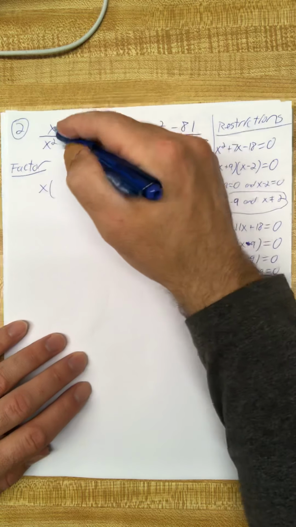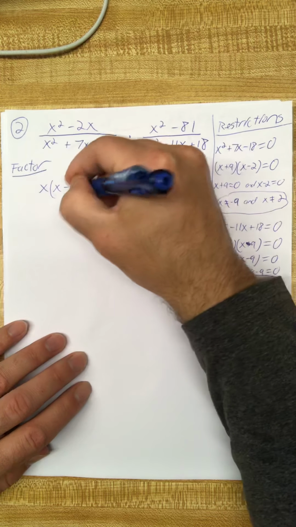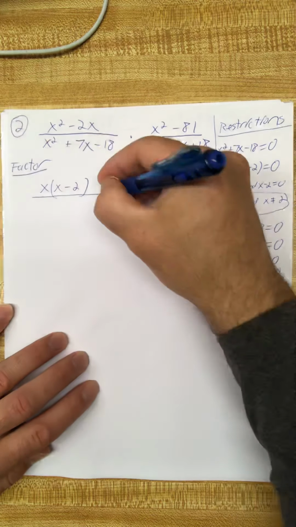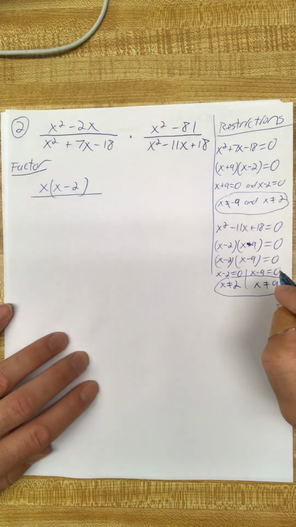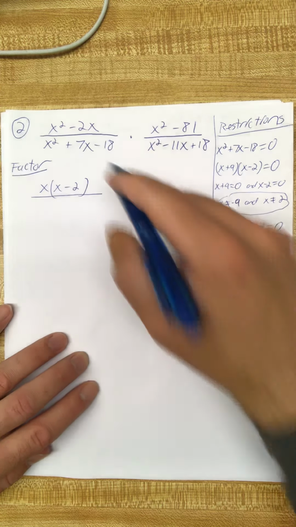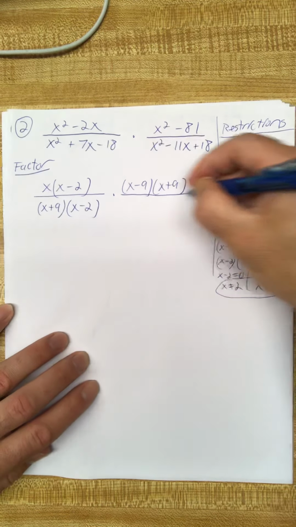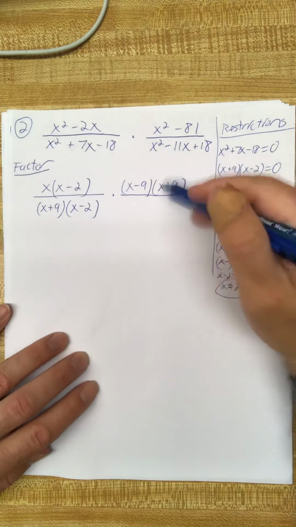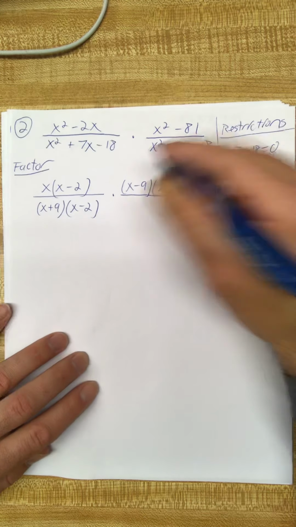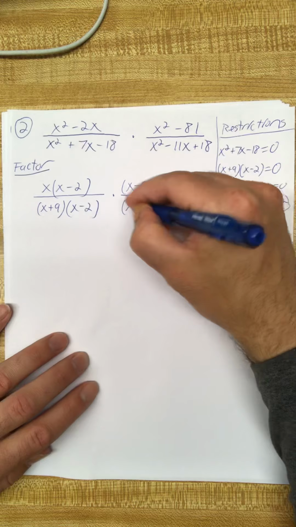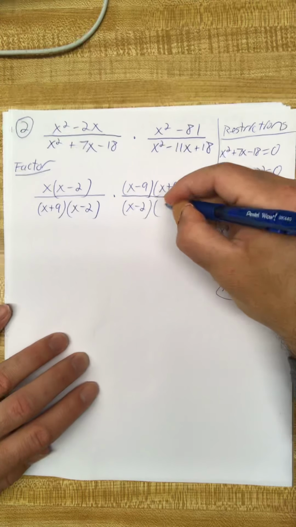So that first numerator, x squared and x, we can factor out an x from both of those. So I get x times x minus 2 as my complete factorization. Denominator, we already said, x plus 9 times x minus 2 times x squared minus 81, a difference of squares, so x minus 9 times x plus 9. The order doesn't matter. That's a beautiful thing with multiplication all around here, the order doesn't matter. Denominator, we already said, was x minus 2 times x minus 9.